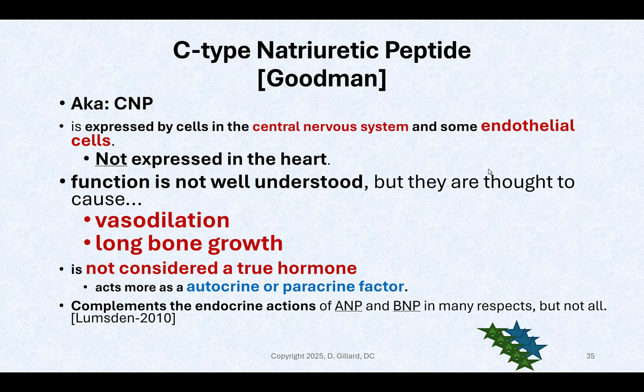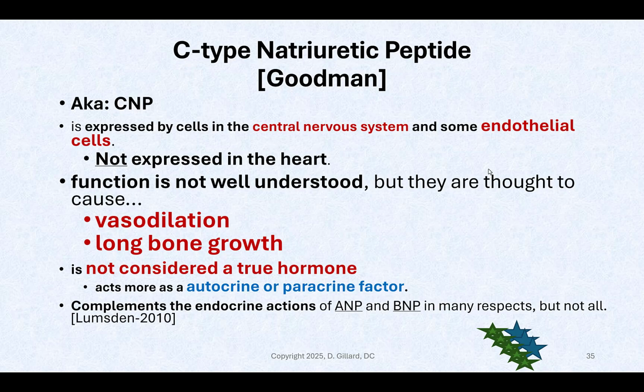And we know a little bit about type C, or C-type natriuretic peptide. Sometimes it's called CNP or CNF, C for central nervous system, and that's where this comes from. So it's expressed by cells that live in the central nervous system. Some endothelial cells in blood vessels can also make it, but mainly in the central nervous system. We won't worry about where. It's pretty ubiquitous. Pretty much all of the neurons can secrete it. It's not secreted in the heart, though. The function still isn't well understood.